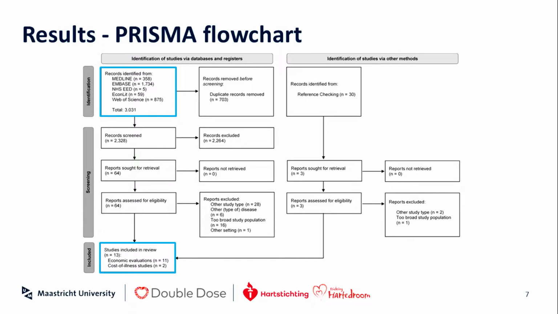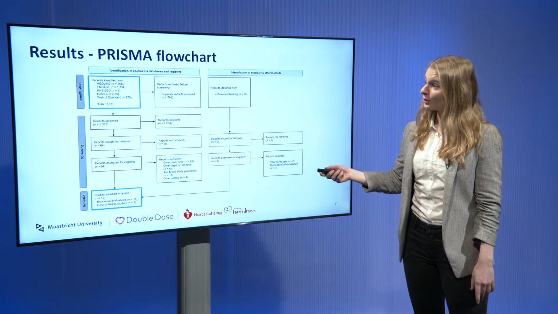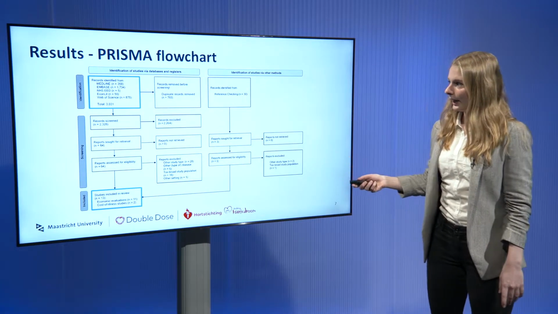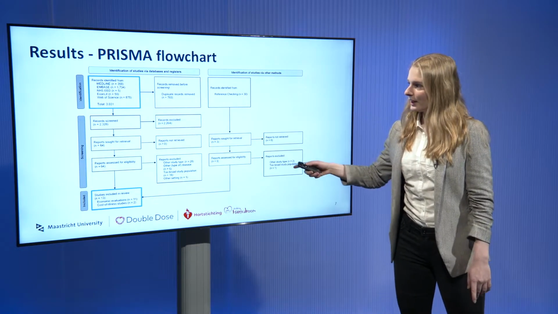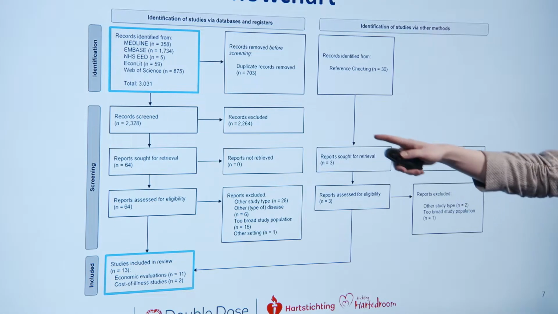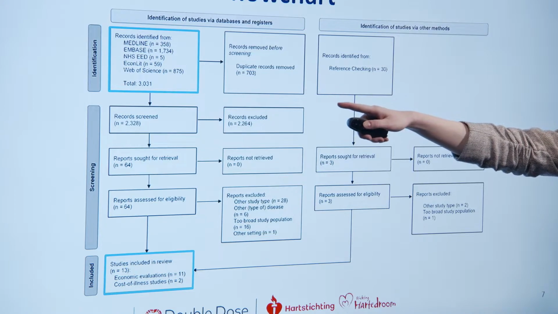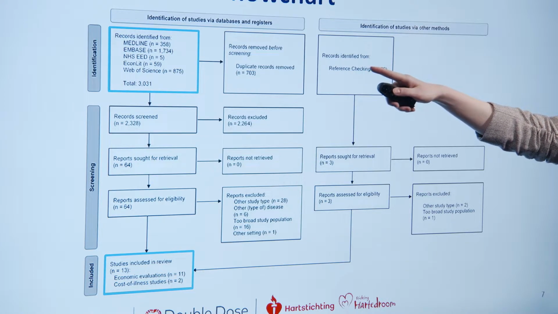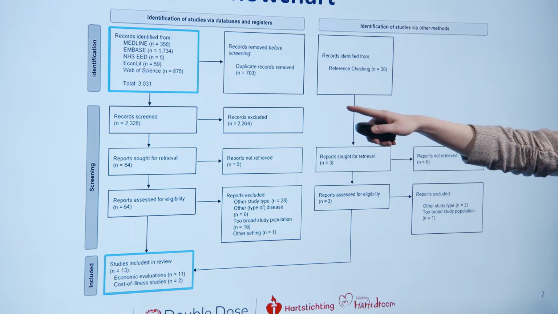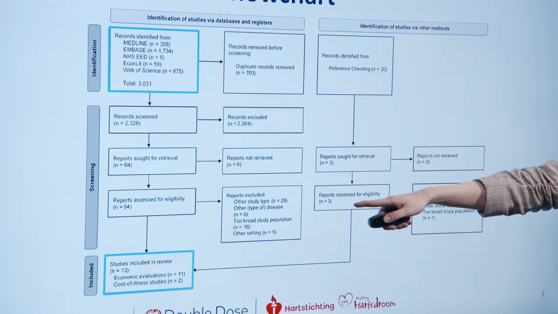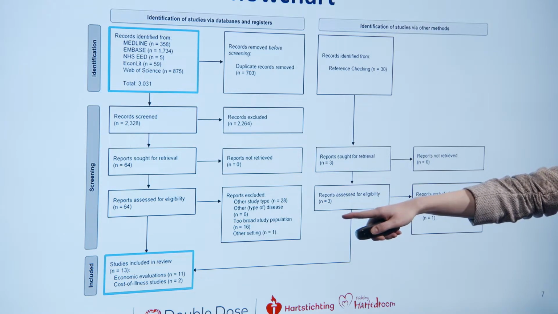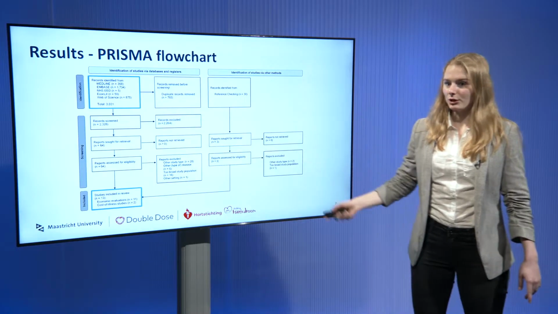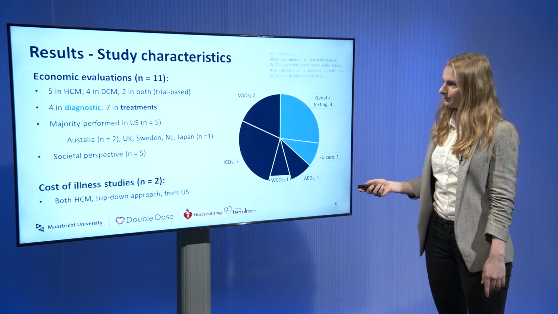This is an overview of the research done in the systematic review, the so-called PRISMA flowchart. And you can see in this overview that after running the search strategy, at the beginning we had a total of over 3,000 studies that were identified, and then we screened them according to title, abstract, and also full text. And in the end we had 13 eligible studies, 2 cost of illness studies, and 11 economic evaluations.